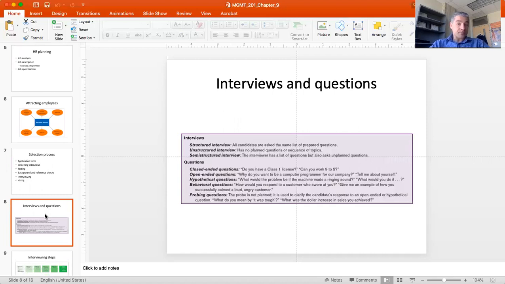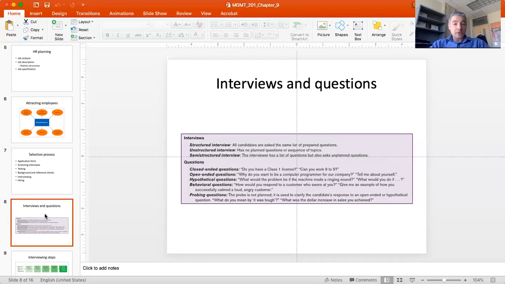In terms of the interview, there are different kinds. They can be structured or unstructured. With structured interviews, all candidates are asked the same list of prepared questions. And for most organizations, the very first round of interviews are structured. That's definitely the case here at St. Cloud State University. But the majority of companies, if they want to be compliant with all the regulations, will have to ask the same questions that are job related of any applicant they choose to interview.